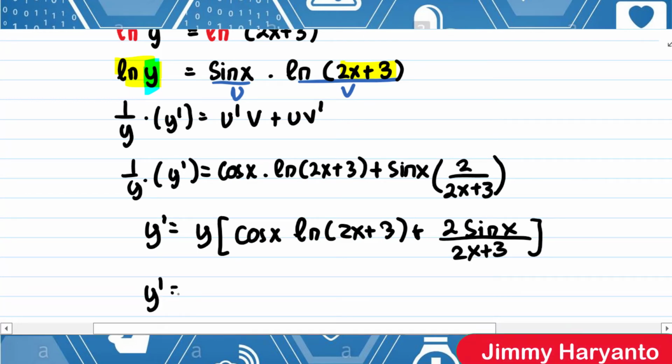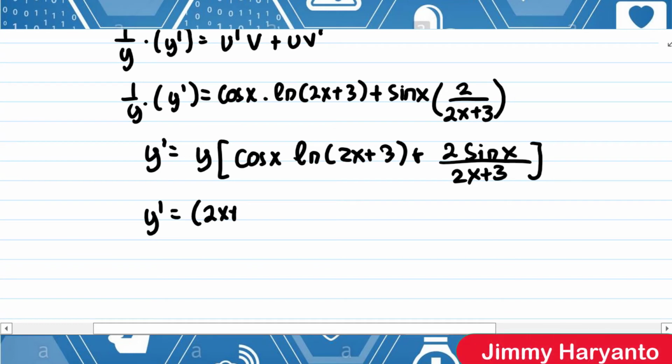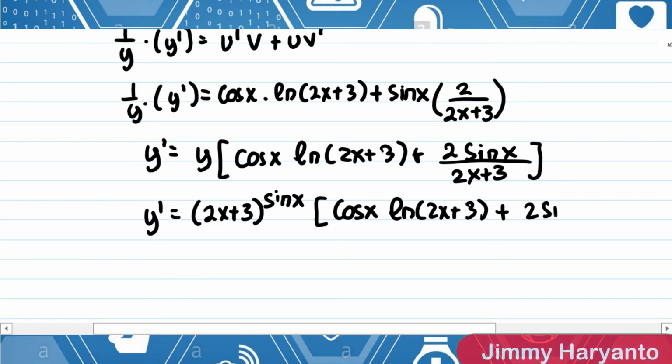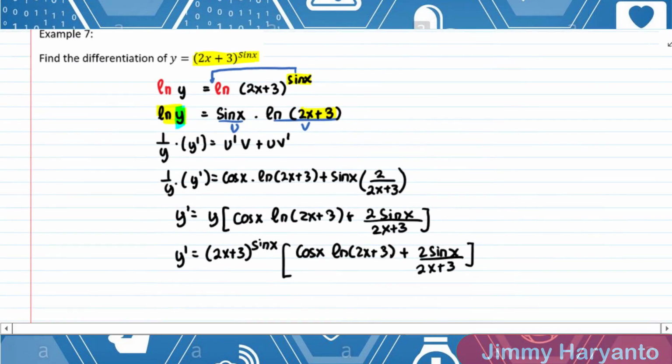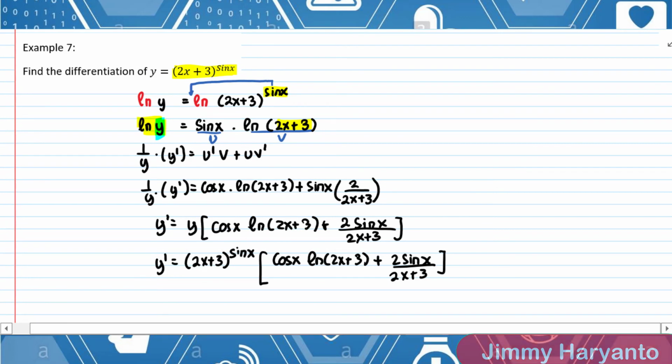Okay, and we can change the y into the original function. Y equals 2x plus 3 to the power of sin x, times cos x ln of 2x plus 3 plus 2 sin x over 2x plus 3. There you go. So this is the answer for example 7. Yeah, this one is hard, but you will get it later after you do some exercises.